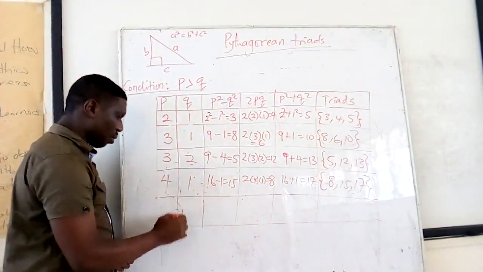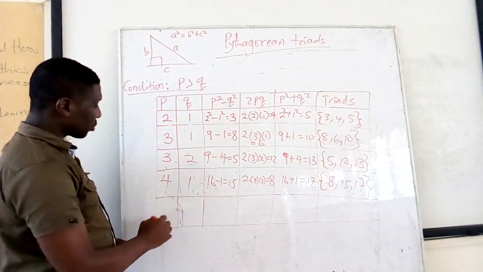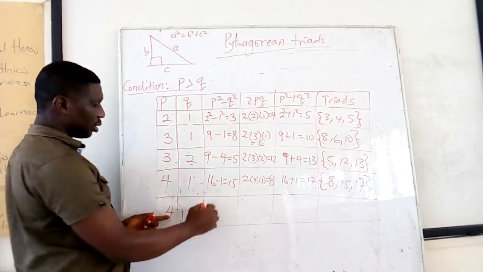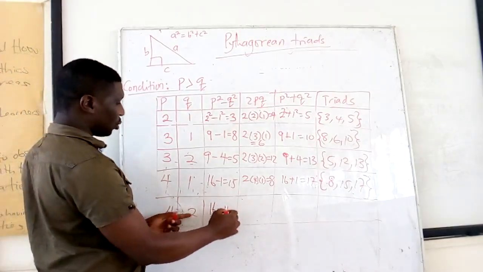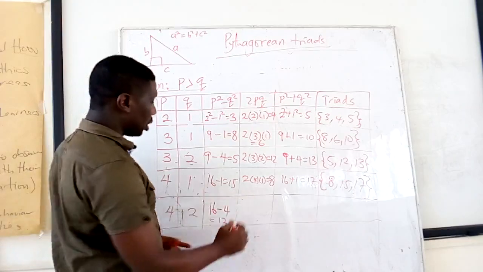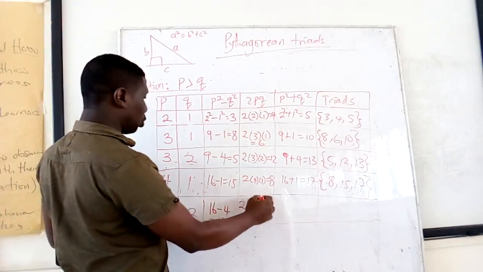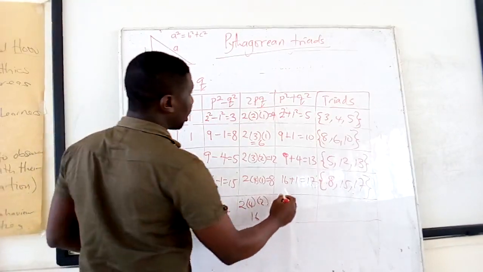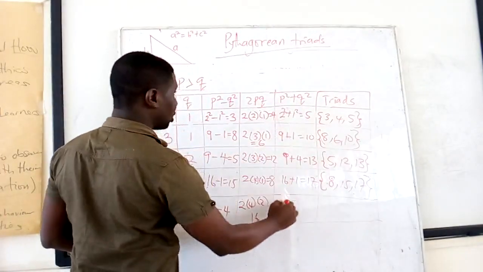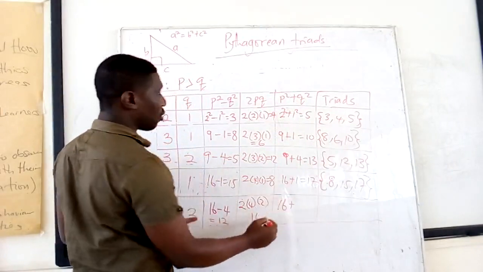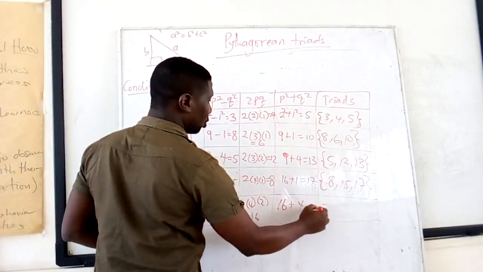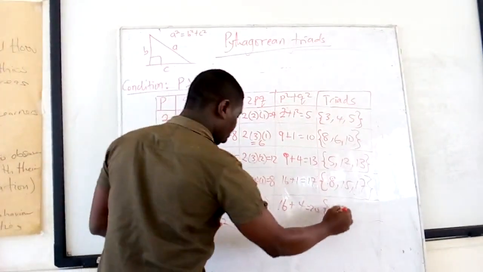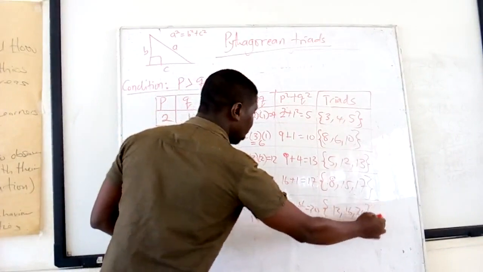Let's form the last one. I'll choose 4 and 2. And again, 16 minus 4 will give me 12. And then 2 times 4 times 2 will give me 16. And then finally, 16 plus 4 will give me 20. So my triads are 12, 16, and 20.